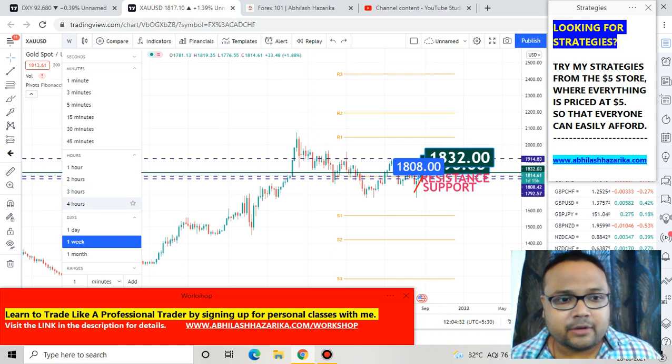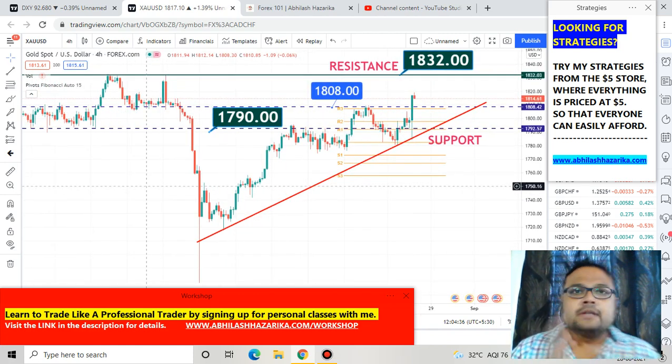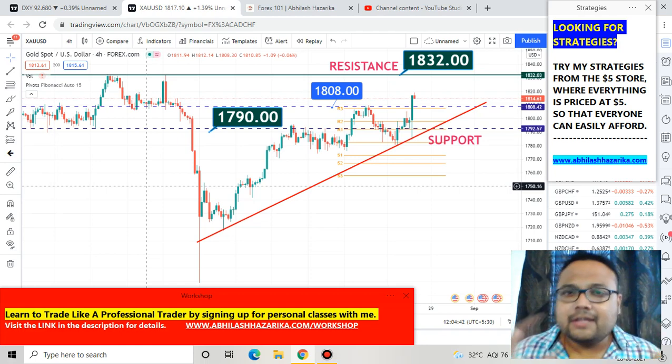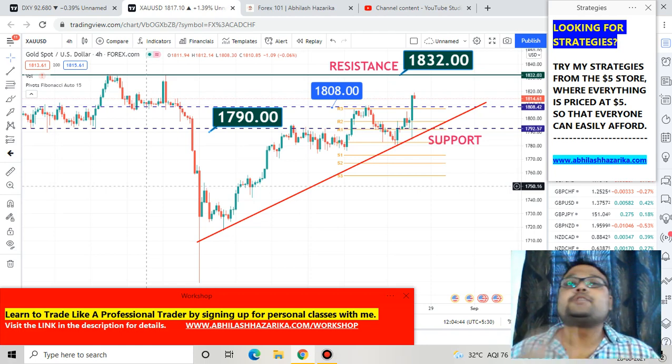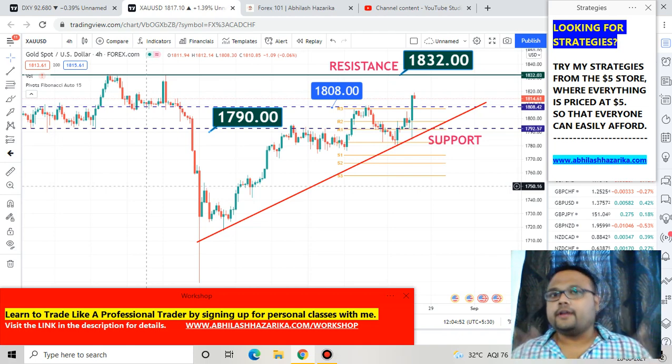So let's get back to the chart of gold USD here, and let's try to understand what is going on in the chart right now. You can see that I have got many lines and many levels here. Don't get confused. I'll be explaining them one by one so that you can understand the market better, and also do proper analysis and take the proper trade on Monday.